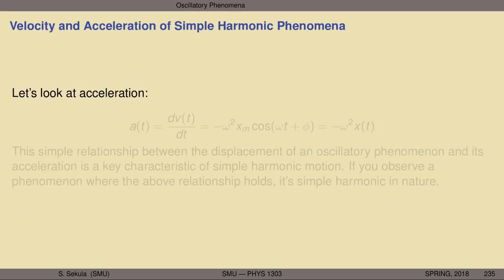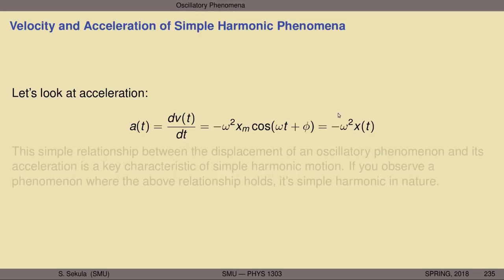Now, let's in turn look at acceleration. Acceleration is the time rate of change of velocity. So all I have to do is take that equation for velocity I just obtained and do the time derivative of that one more time. And if you do this, and I encourage you to try this on your own, you will find that you get negative omega squared xm times the cosine of omega t plus phi. Now, look what's happened. We have returned back to a number times our original displacement function. So we can just substitute xm cosine of omega t plus phi with x of t.